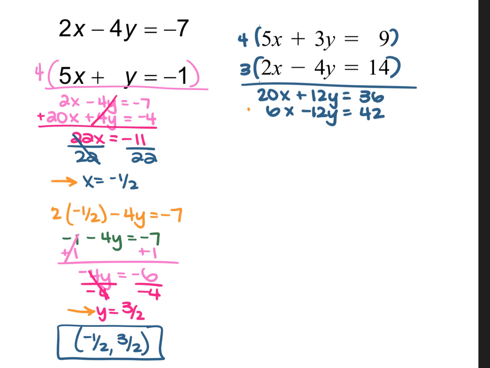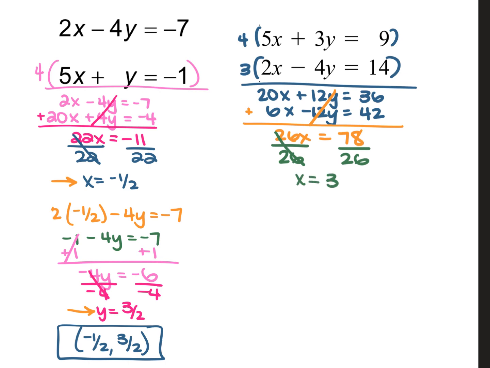We're going to combine like terms here. Your y's are going to cancel. You'll be left with 26x is equal to 78. Sorry, guys, 78, not 72. So you'll divide each side by the 26, and you're going to get that x is equal to 3.